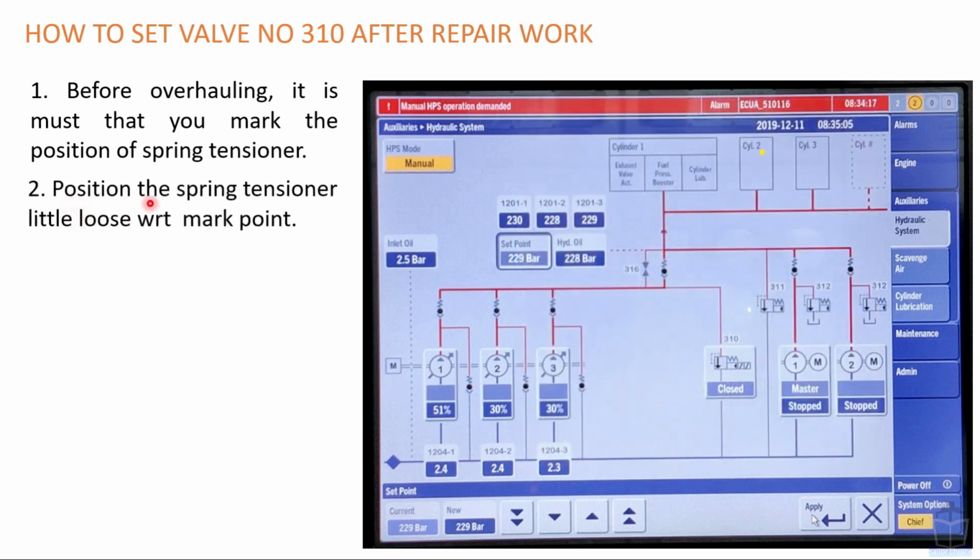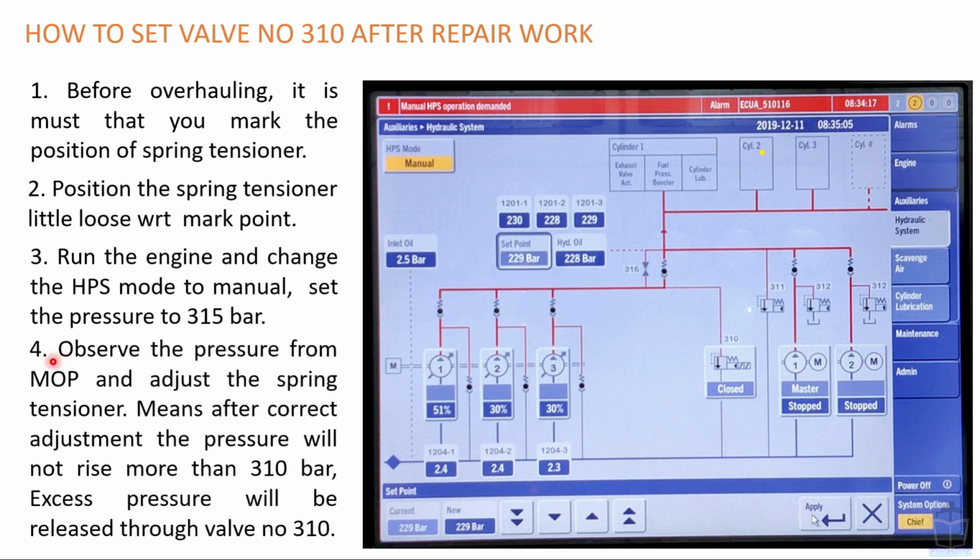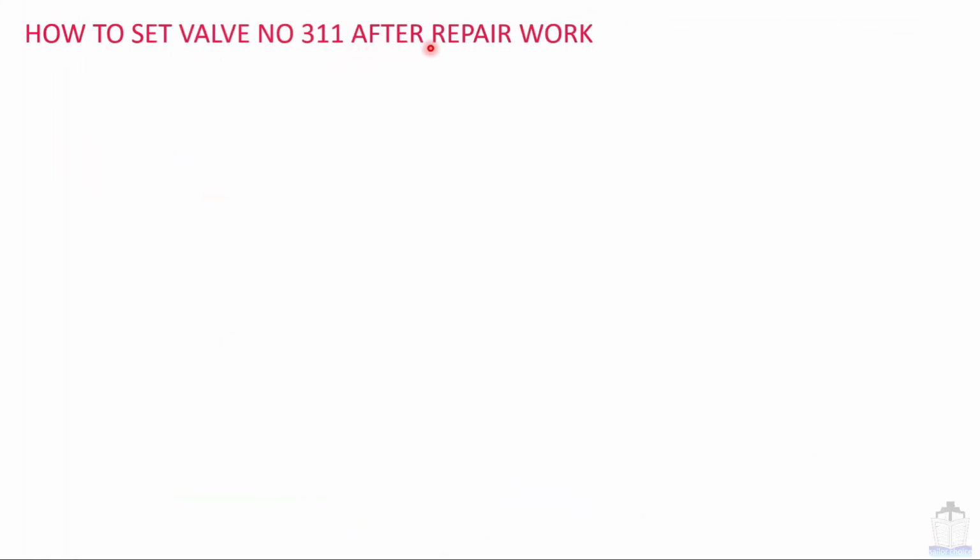Okay, next, position the spring tensioner a little loose with respect to the mark point. Run the engine and change the HPS mode to manual. Set the pressure to 315 bar. That means you have to change the HPS mode from auto to manual, and change the set pressure over here to 315 bar. Next step is to observe the pressure from MOP and adjust the spring tensioner. It means after correct adjustment, the pressure will not rise more than 310 bar. Excess pressure will be released through valve number 310. I hope this is clear. Now moving next, how to set valve number 311 after repair work.